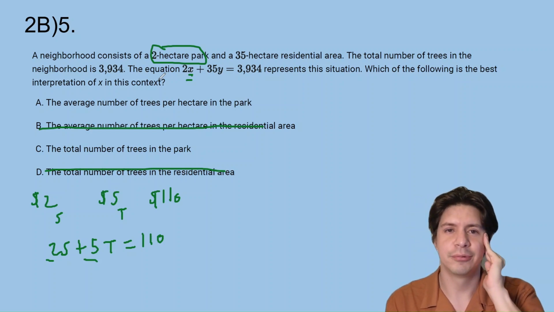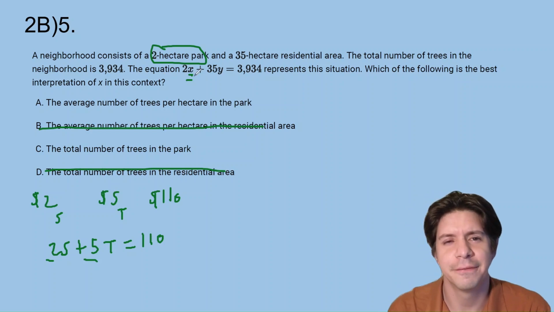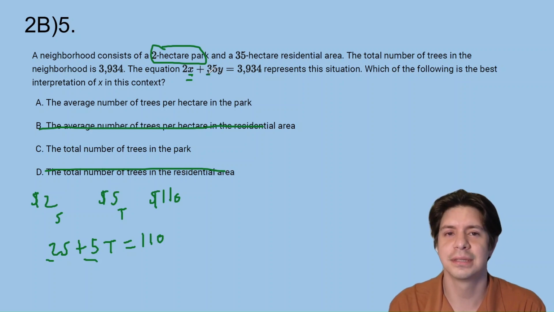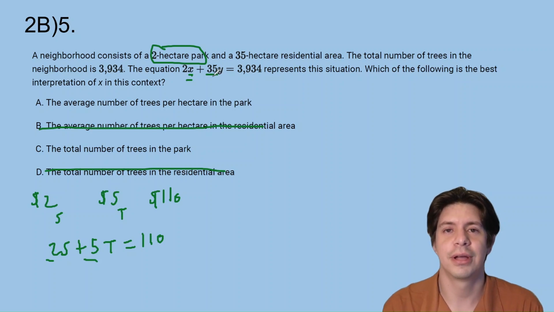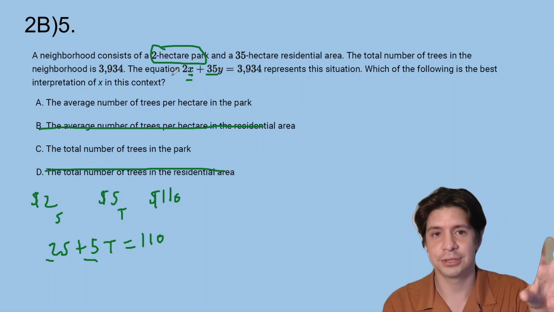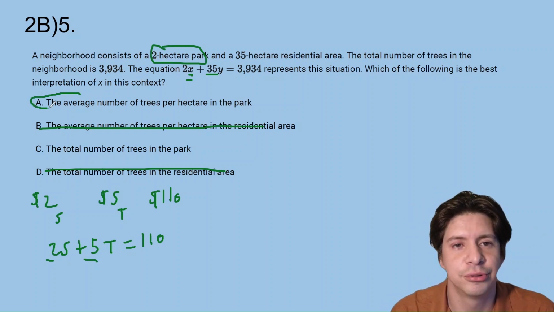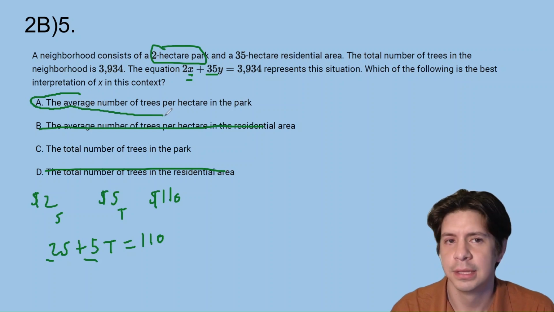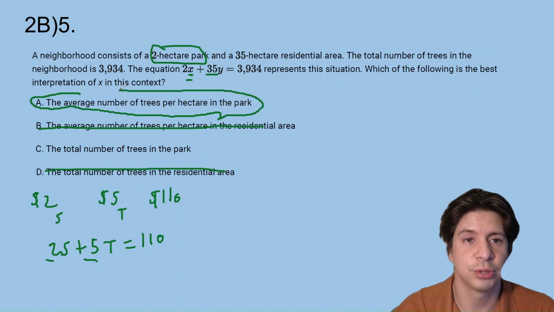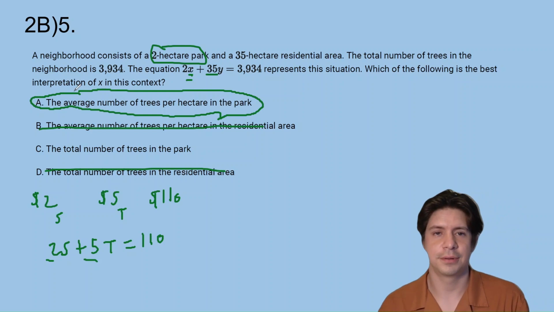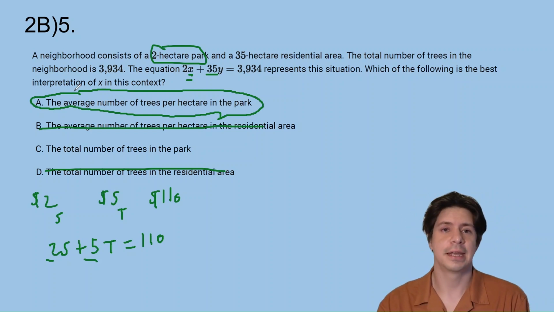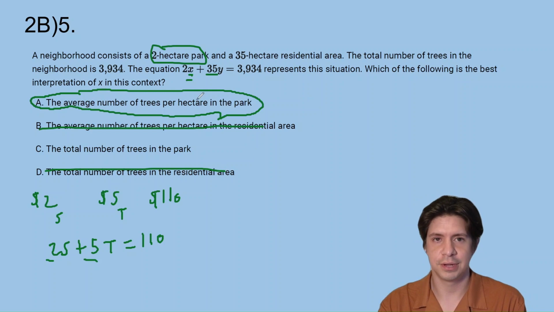One thing I remembered when I was doing this, I was like, why would the residential area have more trees than the park? And then I was like, oh, this isn't the number of trees per hectare, it's the number of hectares in the whole section, the park or the residential area. So then this would be the average number of trees per hectare in the park. So this is just something to watch out for in the future. They like to trick us by switching variables, but the equation is still correct. It still works out, and it helps you to eliminate answer choices. The 2 is associated with the park, so I'm looking for something to do with the park.